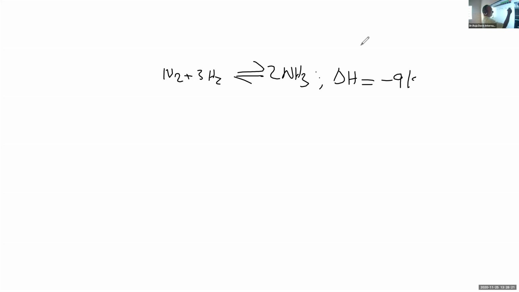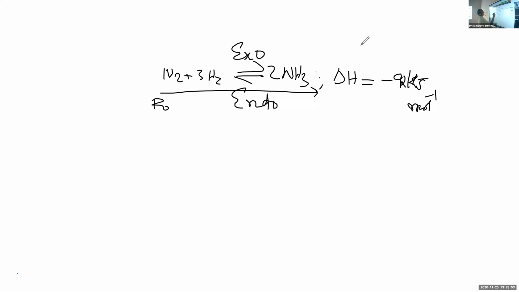In the following, N2 plus 3H2 reversibly giving 2NH3, delta H is equal to minus 92 kilojoules per mole. Delta H is a negative value, so the forward reaction is exothermic and the backward reaction is endothermic. What are the favorable conditions for formation of ammonia? We need the forward reaction, but the forward reaction is exothermic. So low temperature is favored.